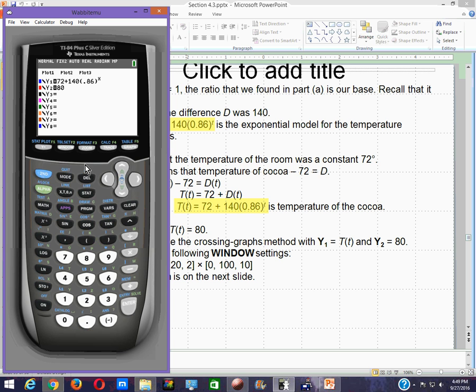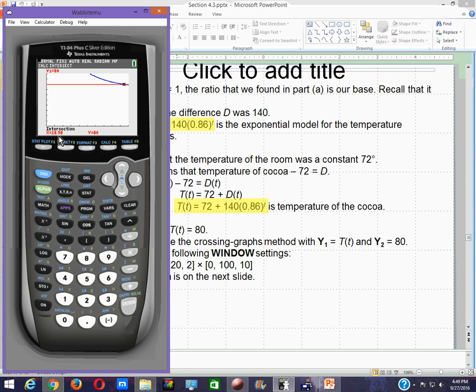Now let's go to our window. 0, 20, 2, 0, 100, 10. Okay, and then second, calc, choice 5. That's going to graph them. Remember, that's the temperature of the cup of cocoa, and there is what we want it to be. Ooh, we just barely got it on the screen, didn't we? So that is correct y1. That is correct y2. And let's guess away.